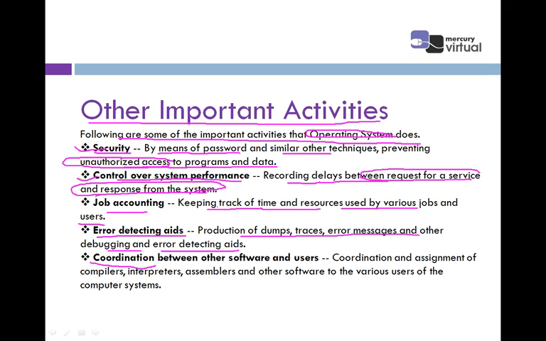Then the last activity is coordination between other software and users. Coordination means how to coordinate with different software. For example, if I'm using Internet Explorer and at the same time I'm using MS Office, that is MS Word, it is the coordination part provided by the operating system so that I can access both applications, the Internet and Microsoft Office, right? So coordination and assignment of compilers, interpreters, assemblers, and other software to the various users of the computer system.